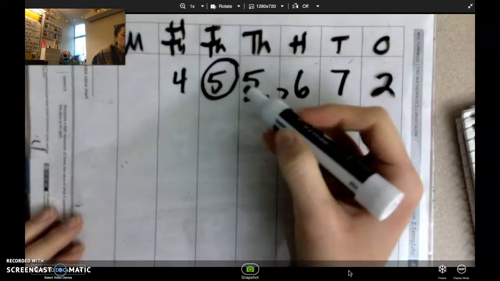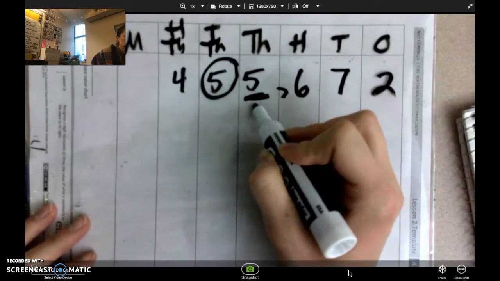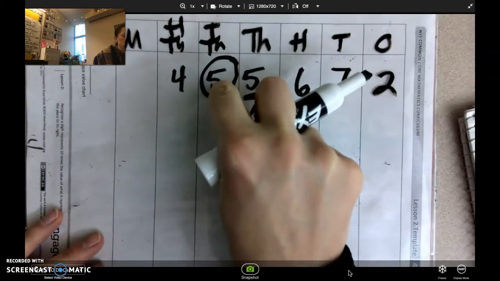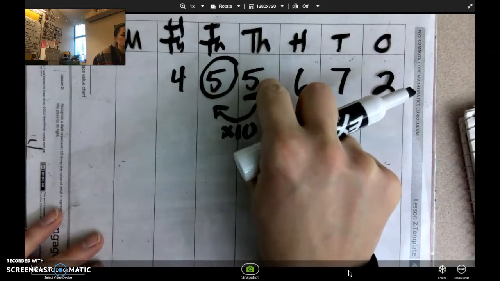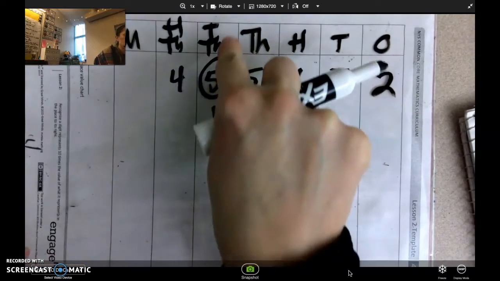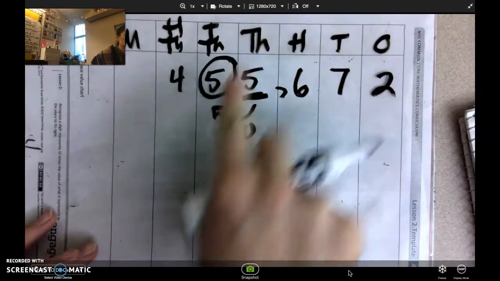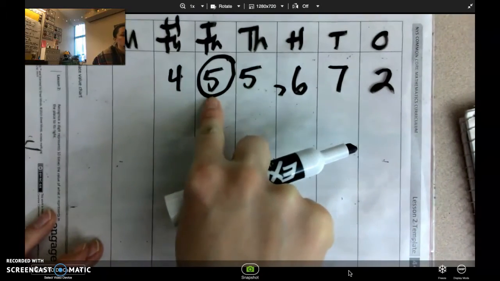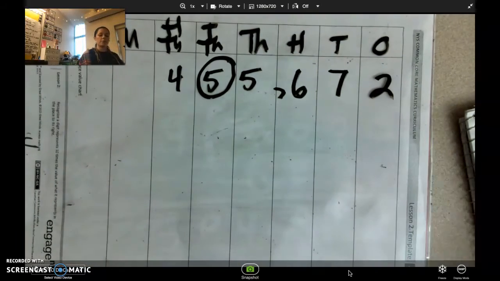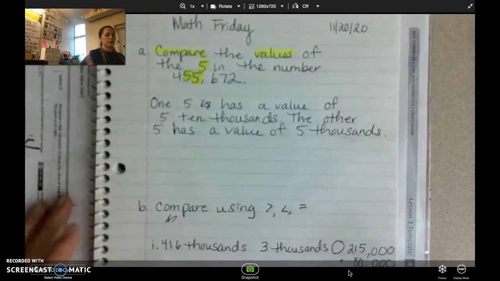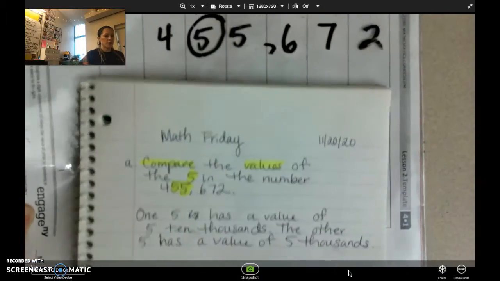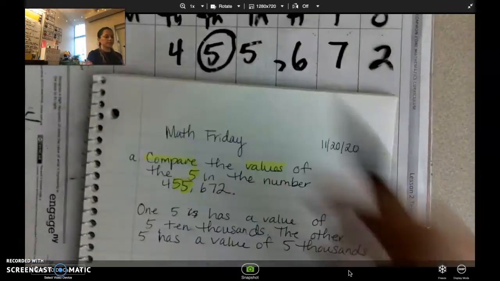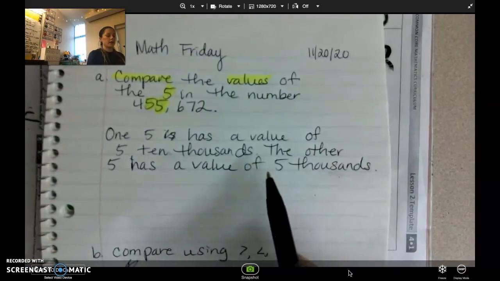I remember that the relationship between these two 5s is every time I move to the left on my place value chart, the digit becomes 10 times greater than this digit. And so I can say 5 10,000s is 10 times greater than 5,000s. I can also say that 5,000s is 10 times less than 5 10,000s because we have a base 10 system. And so I'm going to practice writing that while looking at my model here. One 5 has a value of 5 10,000s. The other 5 has a value of 5,000s.